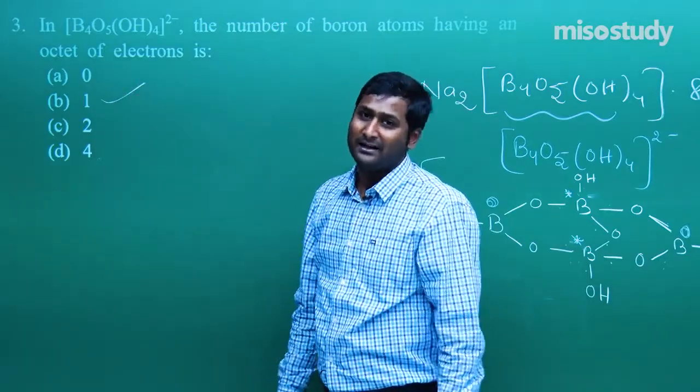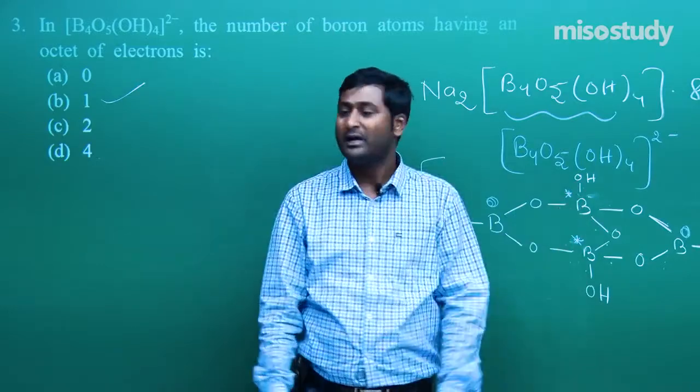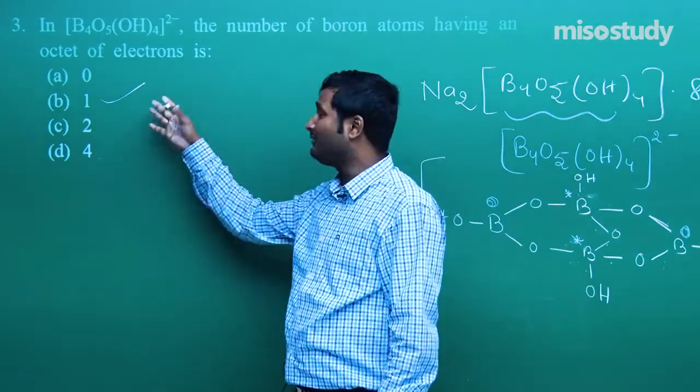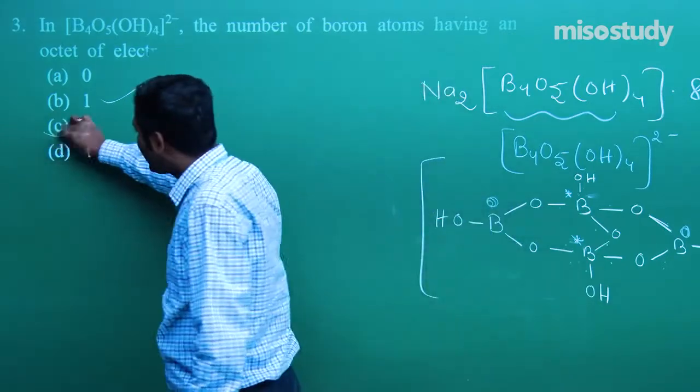Am I right? Sir, you are wrong. As you told, there are 2 borons. So why are you giving the B option as the correct option? Sir, C is the correct option.